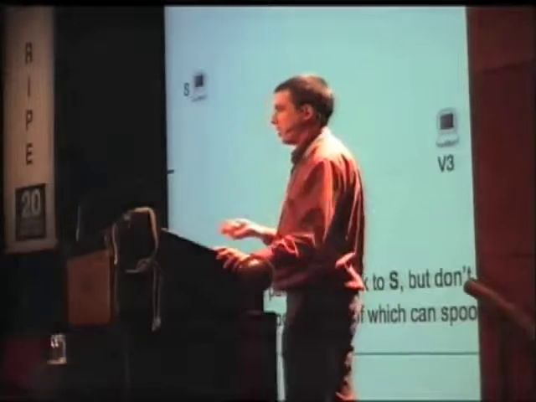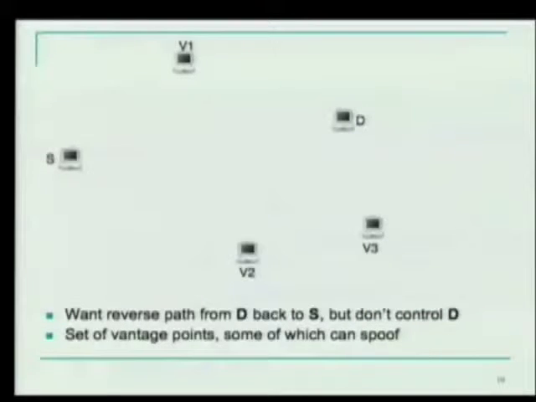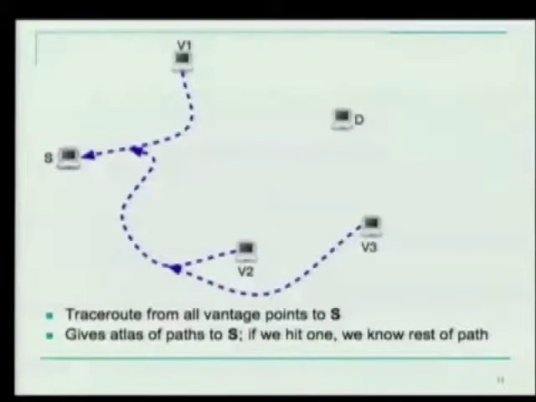I'm going to go through an example now of how this works. Here we have a source S. We're trying to measure the reverse path from the destination D back to S, and I have a set of vantage points, V1, V2, and V3, around the world that I can use. Some of them can spoof. The first thing I'm going to do is just issue standard traceroutes from all of the vantage points to the source. This gives me an atlas of paths that I know to the source. If I intersect one of these paths, I'm going to assume that the path that I care about follows it back.